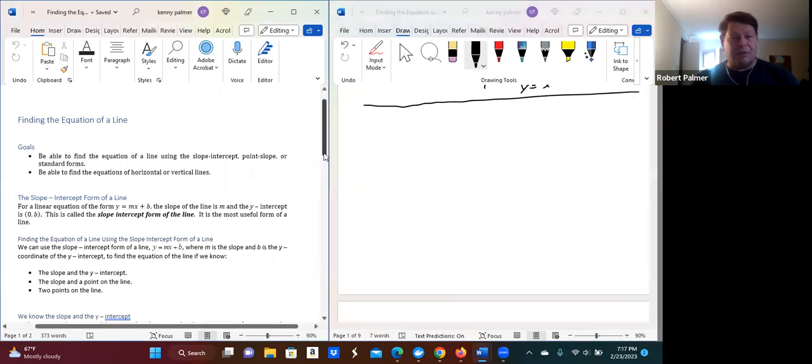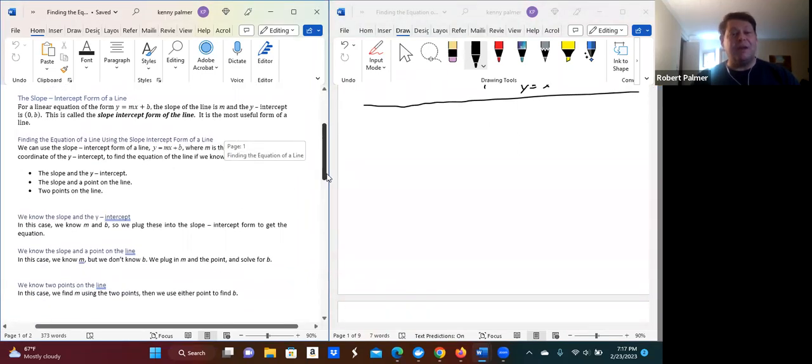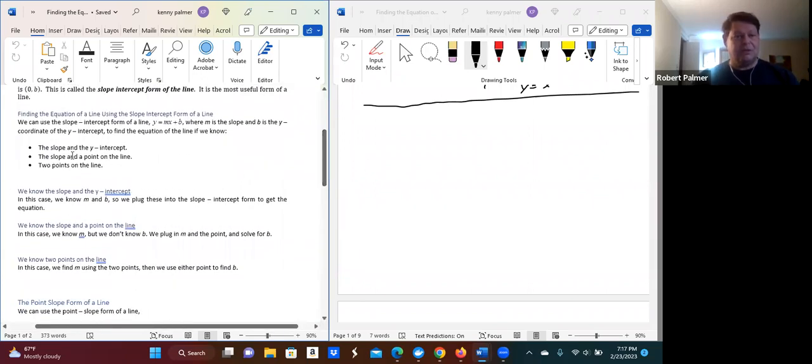Now, let's come down a bit further. So our goal then is to be able to find the equation of a line, and there are basically 3 cases we have in doing this. It depends on what you're given. If you know the slope and the y-intercept, that's the easiest case. You just have to plug those in. Also, if you know the slope and a point on the line, and also if you know 2 points on the line. Let's look at each one of these cases.